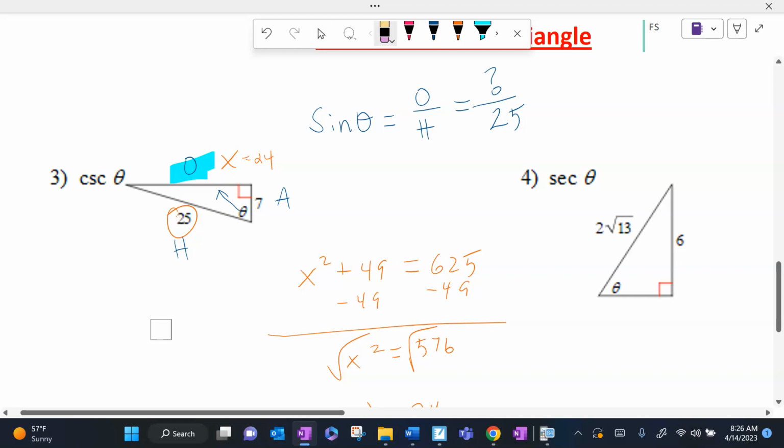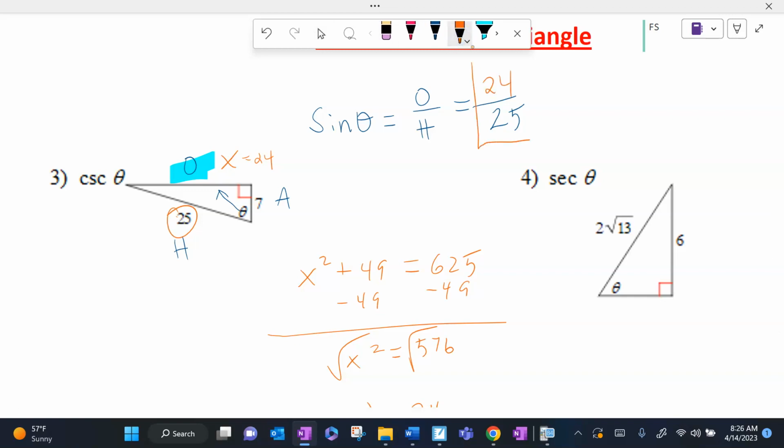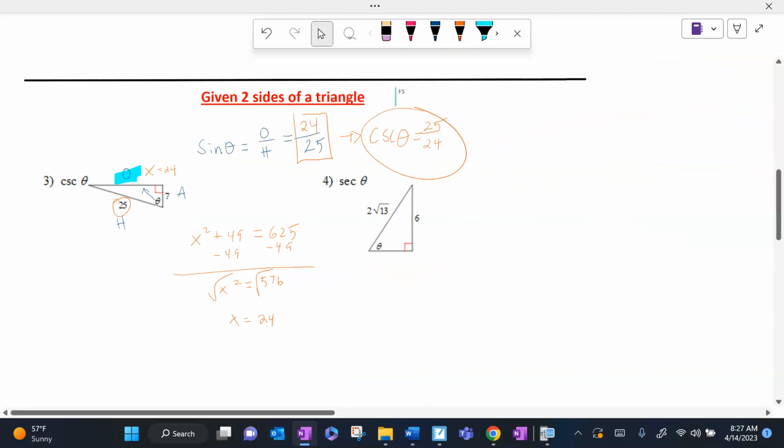Now that we know that x is 24, we know the opposite side is 24. So now I have officially got sine. So in order to get my final answer, I would simply flip it. So it looks like the cosecant of our mystery angle is going to be 25 over 24, final answer. Woo, man. Don't do what I just did. Make sure you always answer the final question.